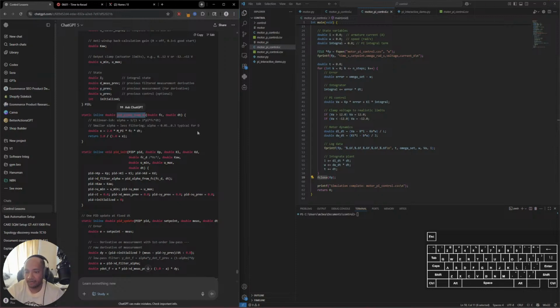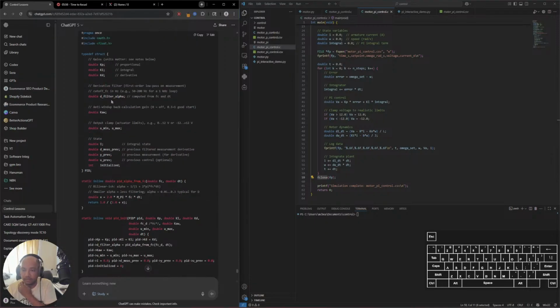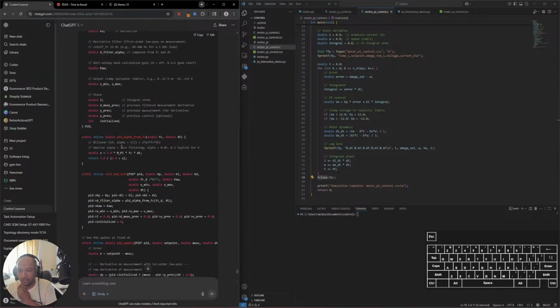Alright, PID alpha from FC. Bilinear-ish alpha. Small alpha, less filtering. Alpha is 0.2, typical for D. So 2.0 times pi times FC times dt, then 1 over 1 plus x. Okay, we're gonna have to get back to this later because I don't know.